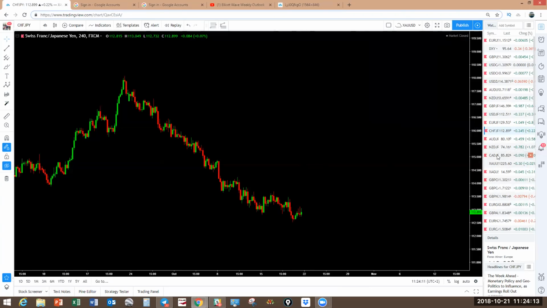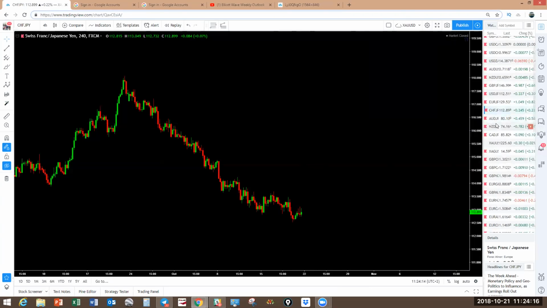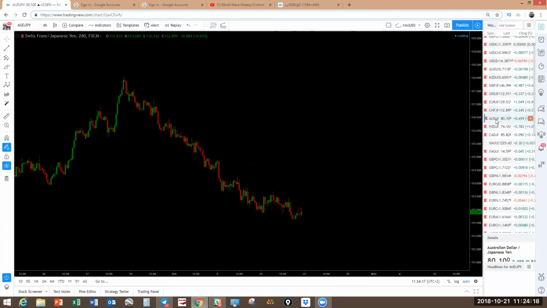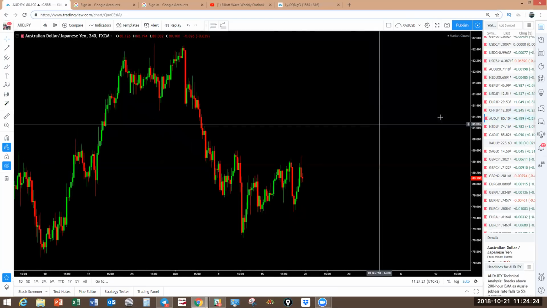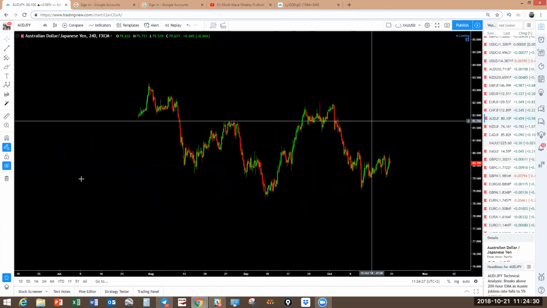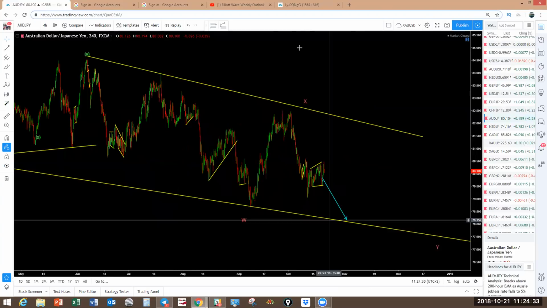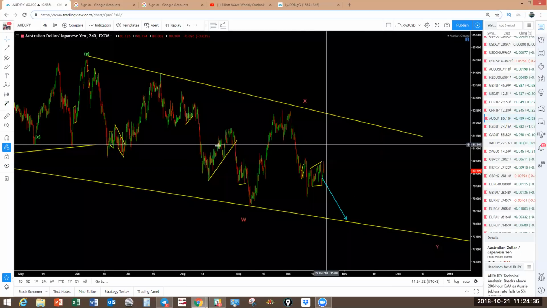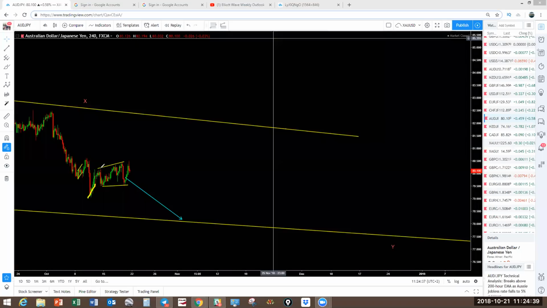Audi yen. Okay, Audi yen. We've got this corrective structure that is currently playing out here. We've got a pulse, we've got a correction here in the middle. We've got another pulse. Likely that this is a 1, 2, 3 correction, and we're going to come down. Okay, so it looks like the AUDJPY is going to be weak in the next coming sessions.